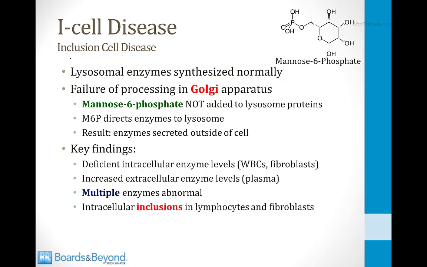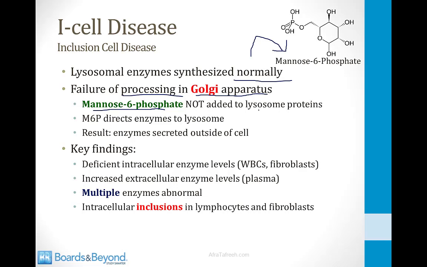The reason they like to ask you about I-cell disease on step 1 of the boards is because it's a way to test your underlying knowledge of basic cell biology. What's interesting about I-cell disease is that the lysosomal enzymes are synthesized normally. The problem occurs in processing of those enzymes in the Golgi apparatus. Normally in the Golgi apparatus, mannose-6 phosphate is added to lysosomal proteins. This is the structure of mannose-6 phosphate on the top of the screen here to help you remember that it's important in the Golgi apparatus.